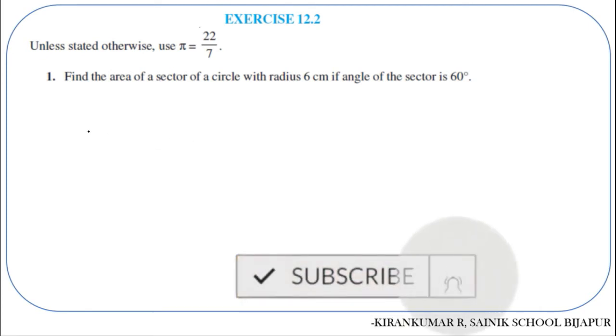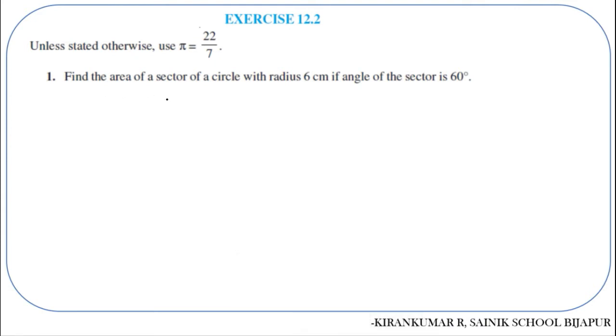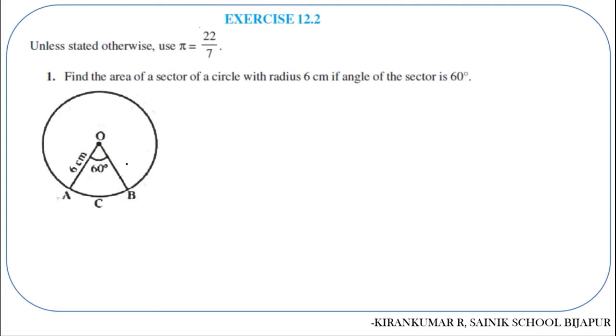The first question is to find the area of a sector of a circle with radius 6 centimeter if the angle of the sector is 60 degree. Here we have a circle with center O. The angle inclined at the center by an arc ACB is 60 degree. Now we need to find the area of the sector.